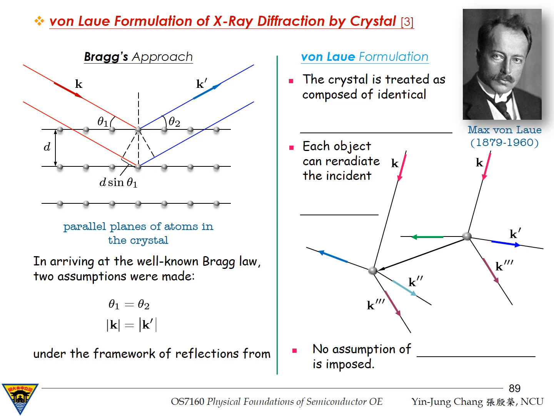Now we introduce the more general description of diffraction developed by Max von Laue. Instead of treating the crystal as reflecting lattice planes, the Laue approach views the crystal as a collection of microscopic objects or scattering centers. They can be atoms, ions, or groups of atoms, etc. Each microscopic object in the crystal acts like a small source that re-radiates the incident wave in all directions.